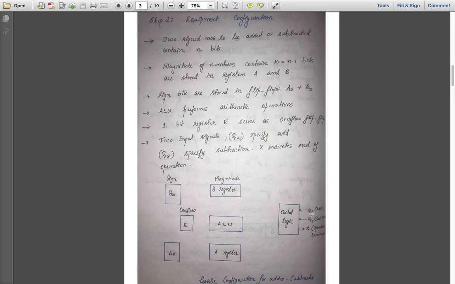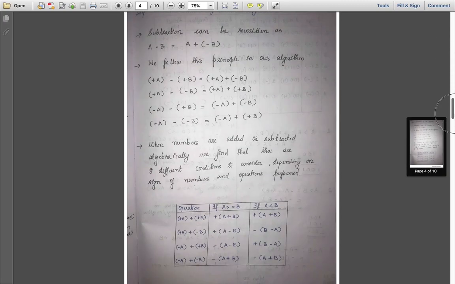If QA is set to 1, it means that addition needs to be performed by the ALU. If QS is set to 1, it means subtraction needs to be selected by the ALU. And X indicates whether that operation is terminated or not. If X is set to 1, it means that the current operation is terminated and the system is ready to take up the next operation. So this is the equipment configuration that has been done in step 2.